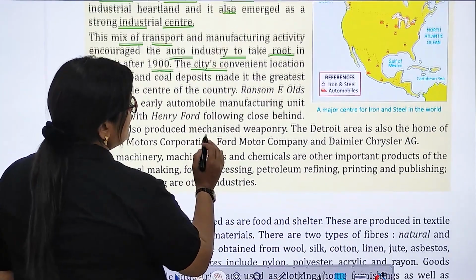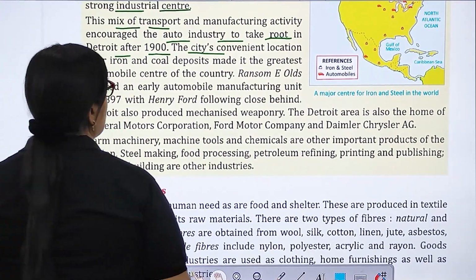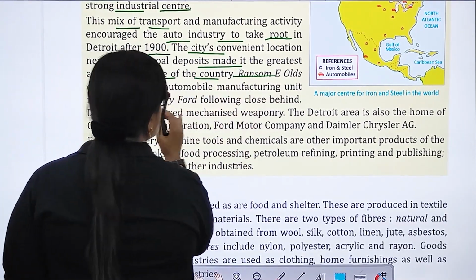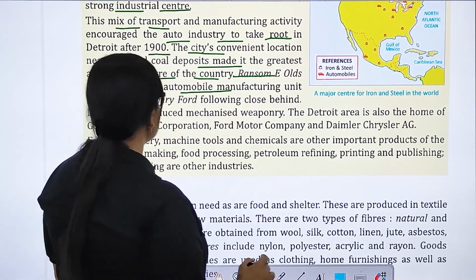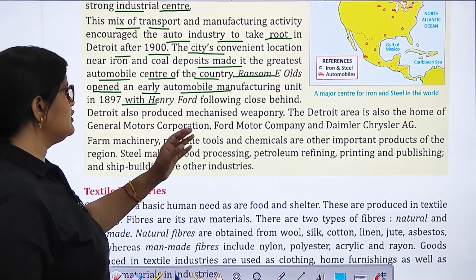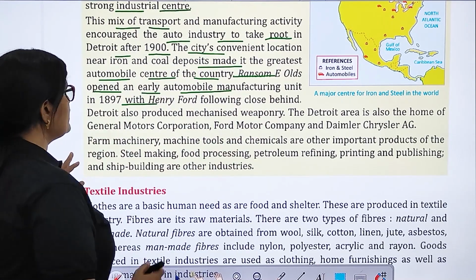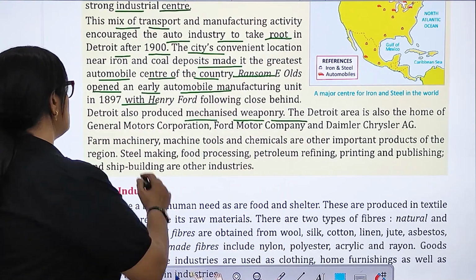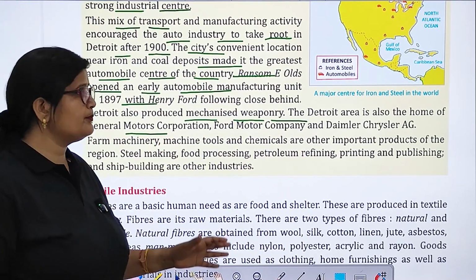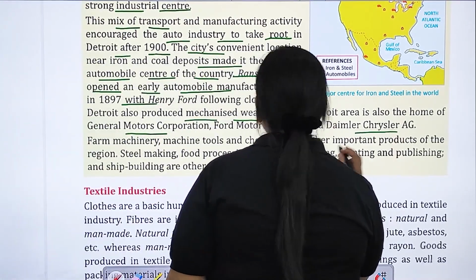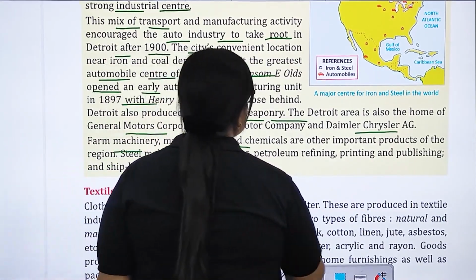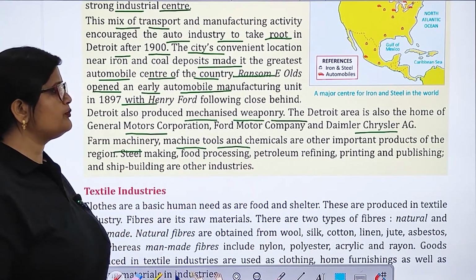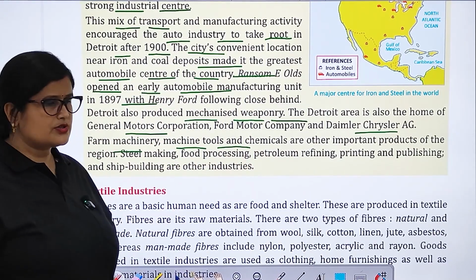The city's convenient location near iron and coal deposits made it the greatest automobile center of the country. Ransom Olds opened an early automobile manufacturing unit in 1897 with Henry Ford following close behind. Detroit also produced machines and weaponry. The Detroit area is also the home of General Motors Corporation, Ford Motor Company and DaimlerChrysler. Farm machinery, machine tools and chemicals are other important products of the region. Steel making, food processing, petroleum refining, printing and publishing and shipbuilding are other industries.